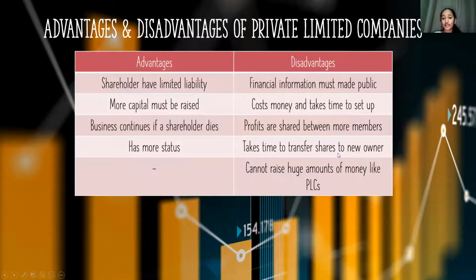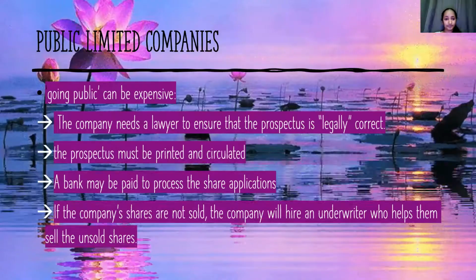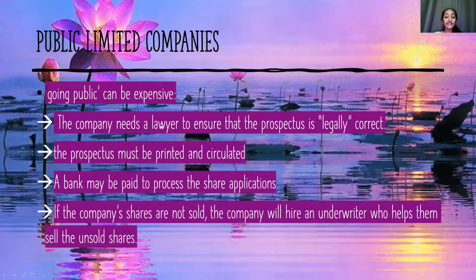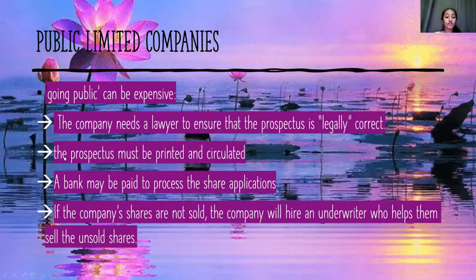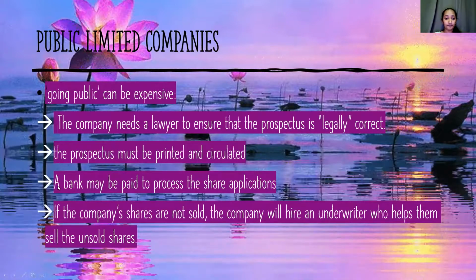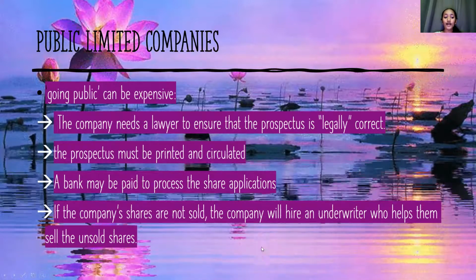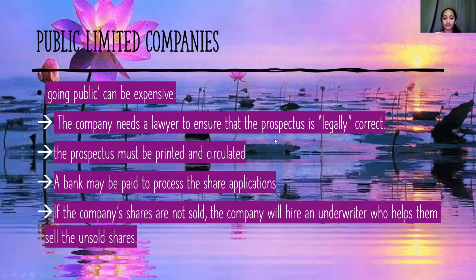And it takes time to transfer shares to a new owner because it is done privately. Next, public limited companies. Going public is also said like that. Going public can be expensive. The company needs a lawyer to ensure that the prospectus is legally correct. The prospectus must be printed and circulated. A bank may be paid to process the share applications. If the company's shares are not sold, the company will hire an underwriter who helps them sell the unsold shares.